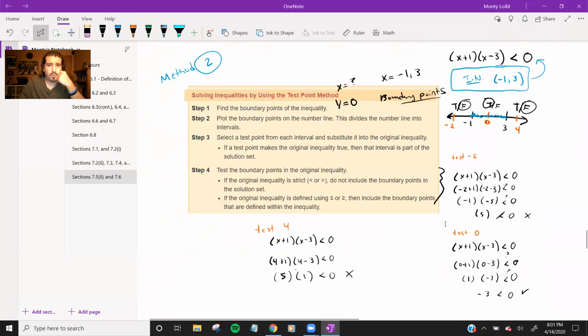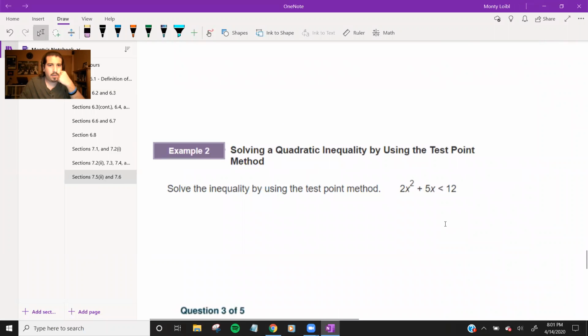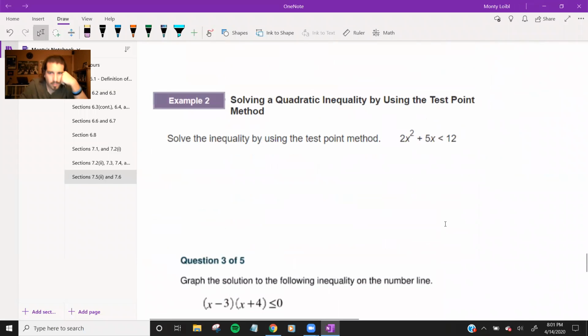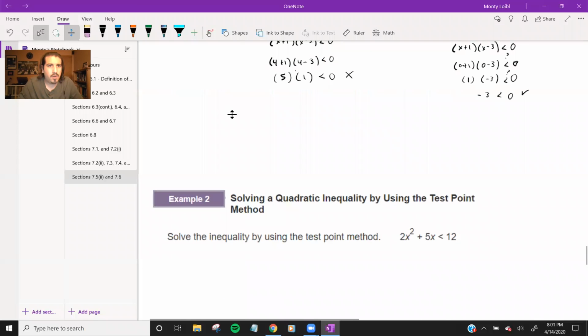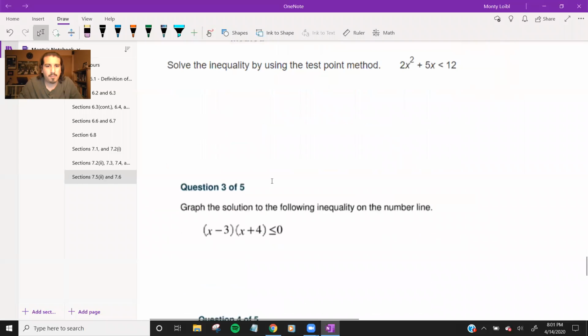Okay, so let's start looking at examples here. A lot of people don't like graphing. I really like graphing, but you don't have to, there's another method for a reason here. Okay, so again, let's look at an example.